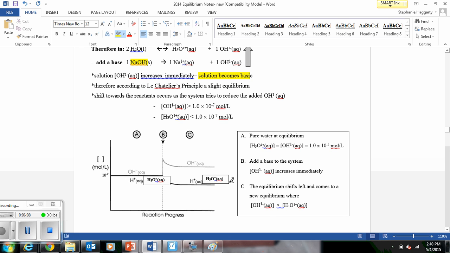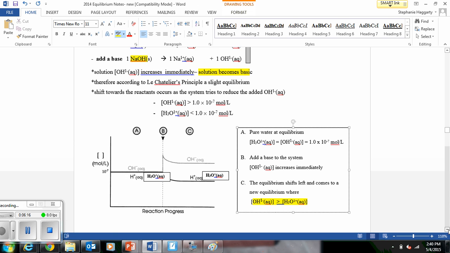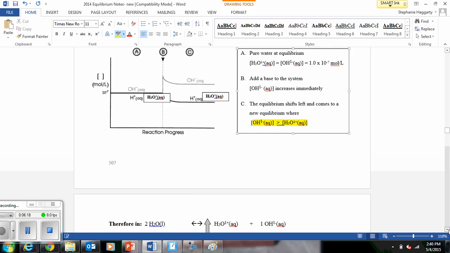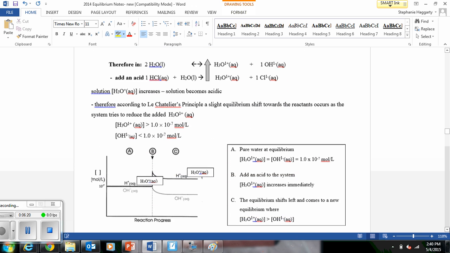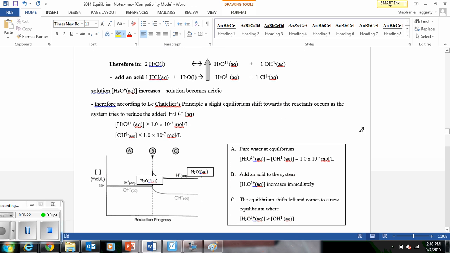This is going to become a basic solution. So whenever we have an imbalance of hydroxide or hydronium, then the solution is either acidic or basic. So if we flip to the next page, if I were to add hydrochloric acid to pure water at equilibrium, then H3O+ will increase immediately. It's going to establish a new equilibrium, but the concentrations are no longer balanced of hydronium and hydroxide.